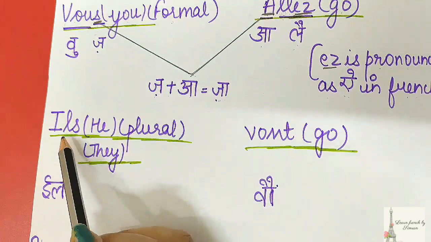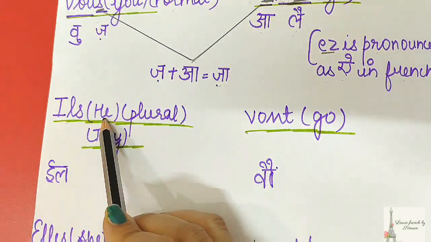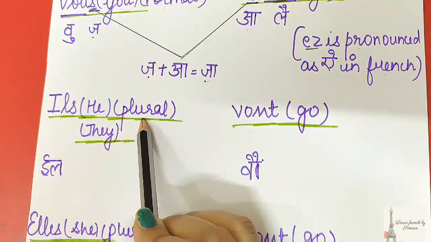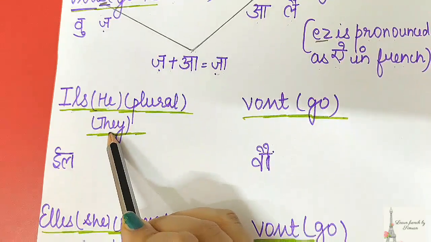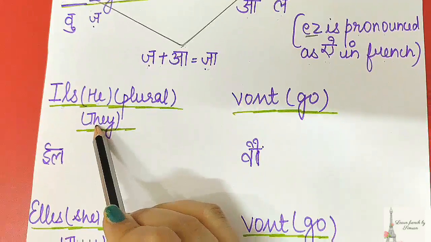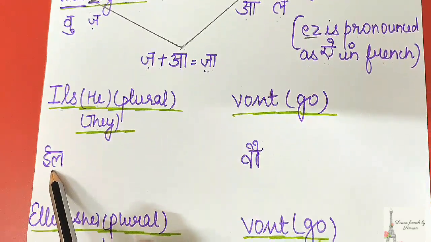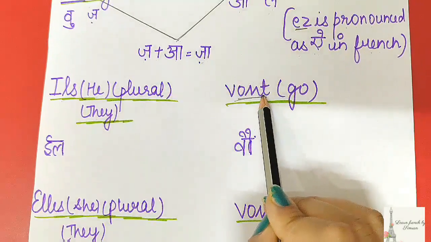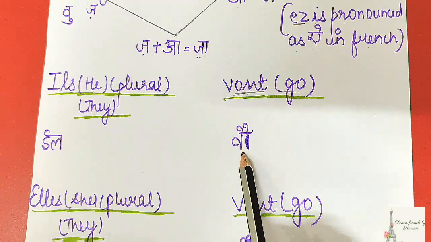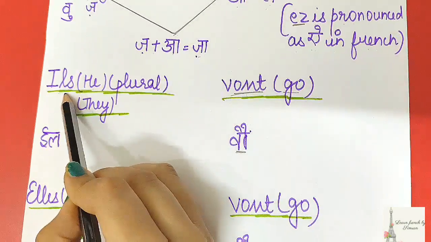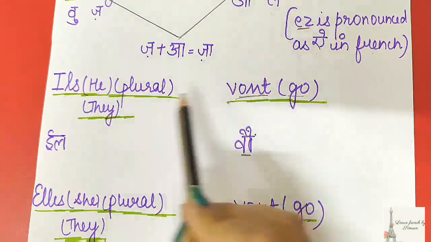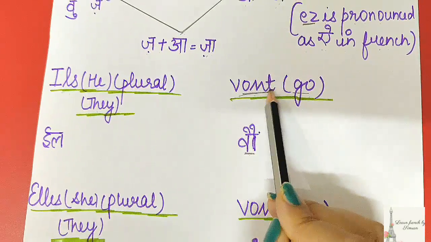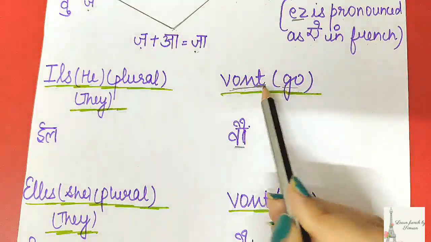Now our next subject is ils, and as you can see I have written here he, means it is used for male, and it is plural. Plural means they are used for a group of people, as I have written here they. Pronunciation is written here il, and the conjugation is vont, which means to go. This is written here vont. Ils vont. The meaning is they go. Ils vont. And again the T, the last letter, will be silent.